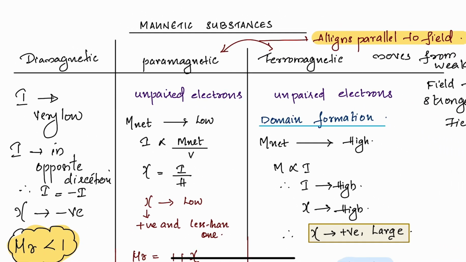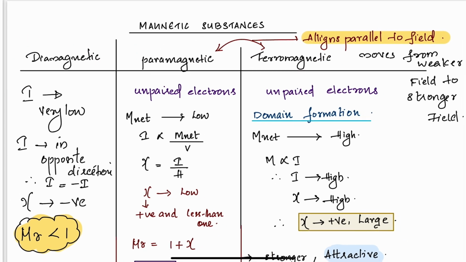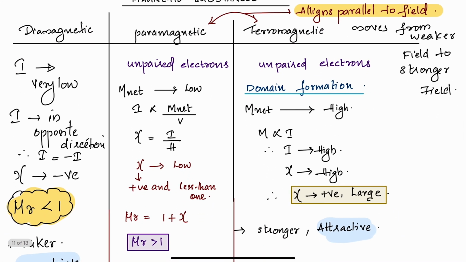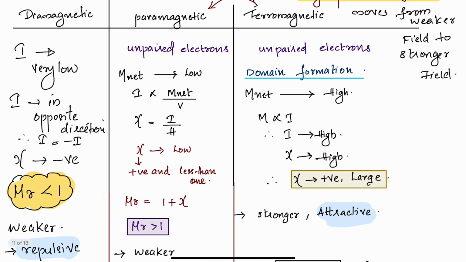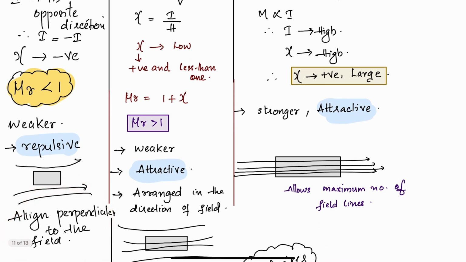Magnetic substances: diamagnetic, paramagnetic, ferromagnetic. Paramagnetic and ferromagnetic substances align parallel to the field, whereas diamagnetic aligns perpendicular to the field.